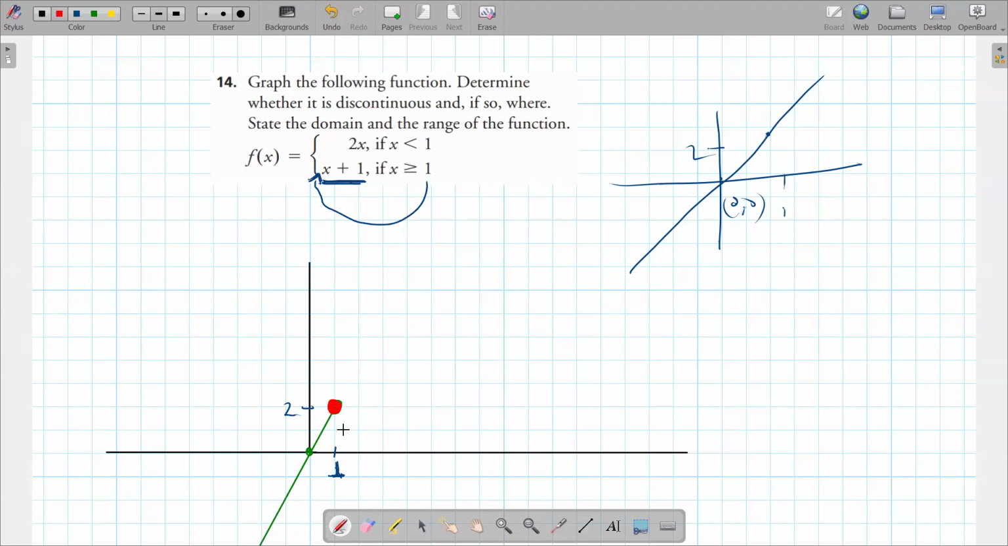What's the next point? When the x value is 2, the y value is 3. So that's just a point, and therefore the other half of the equation will look like this. And this goes on forever in both directions. Is this continuous or no? It's continuous. Yes, it is, because there are no gaps.